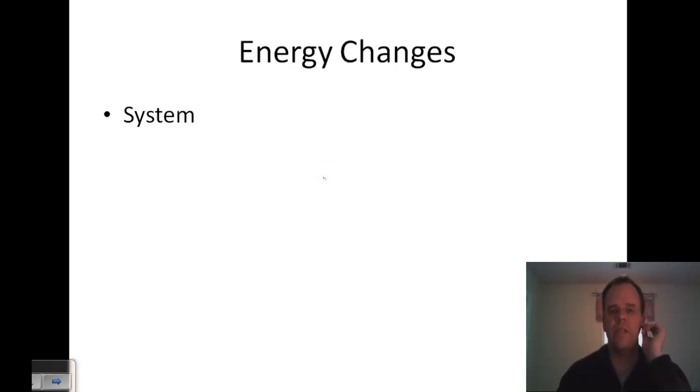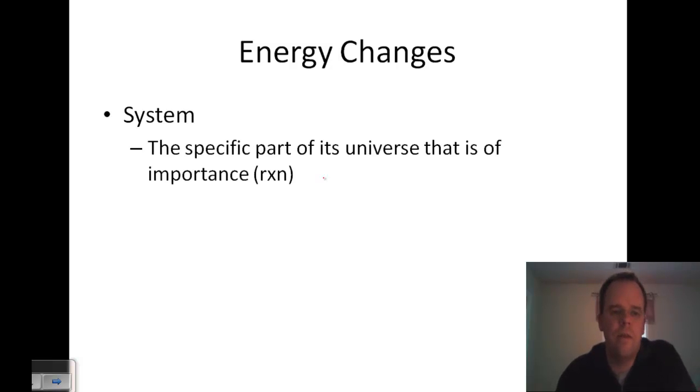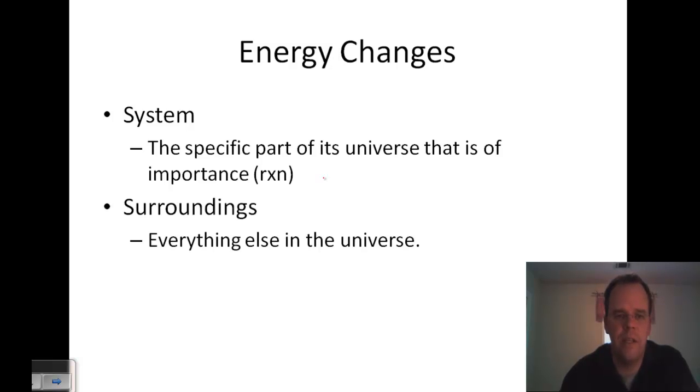Now when we have changes in energy, we have to define a couple of things. First, we have to define the system. The system is the specific part of the universe that is of importance to us in this reaction. Generally, it's going to be the chemical reaction we are looking at, or the chemical process we are looking at. Surroundings are going to be everything else in the universe.